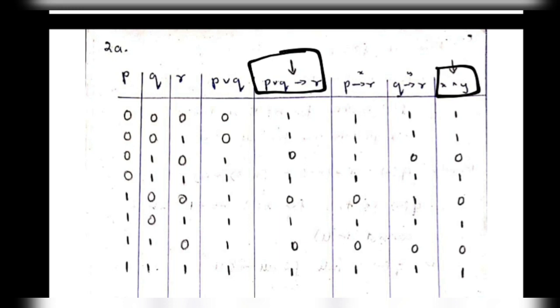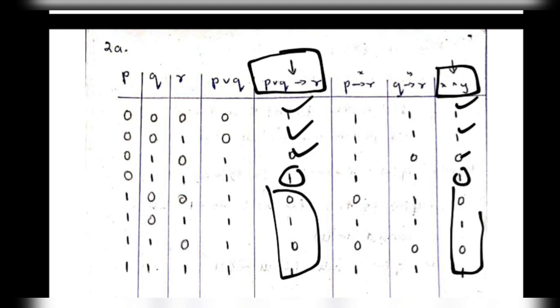So after getting the truth values, we will compare each element here. Each truth value will be compared and checked to see if it is the same. As you can see, all these truth values are the same as these values. So these two statements are logically equivalent.